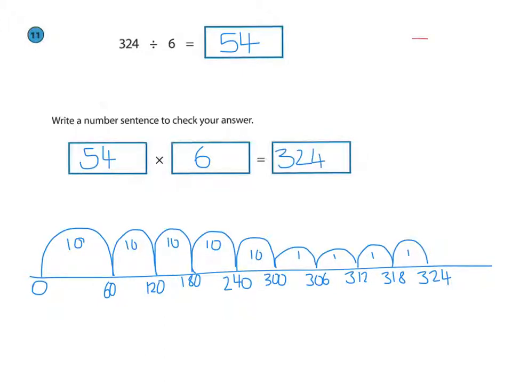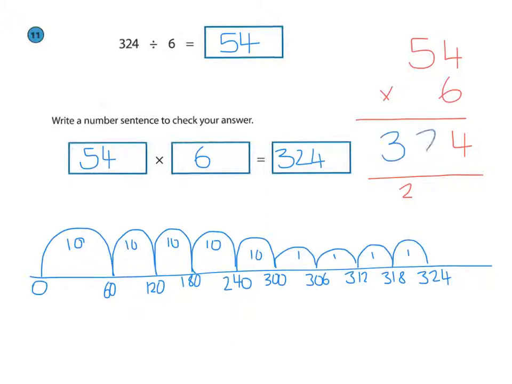We can carry out a compact multiplication just to check that. 4 times 6 is 24. I'm going to put the 4 here and I'm going to carry over the 2. 5 times 6 is 30. Adding on the 2, 32. So I can see that my compact multiplication there shows me that the division at the top, 324 divided by 6 equals 54, is correct.